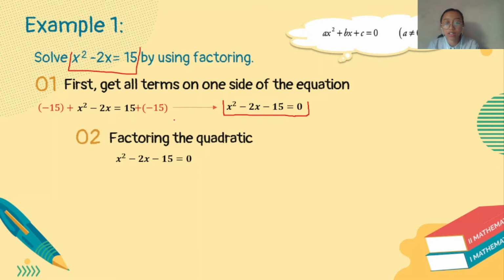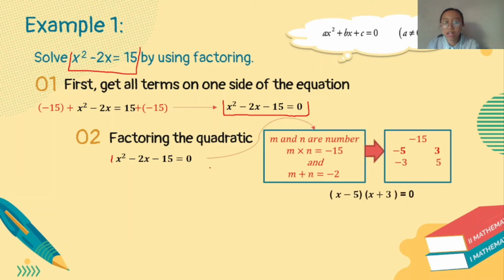For the second step, factoring the quadratic. And here we know the value of a, or the coefficient of x squared, is 1. So all we need to do is find two numbers that, if we multiply them, equal negative 15, and if we add them, equal negative 2.